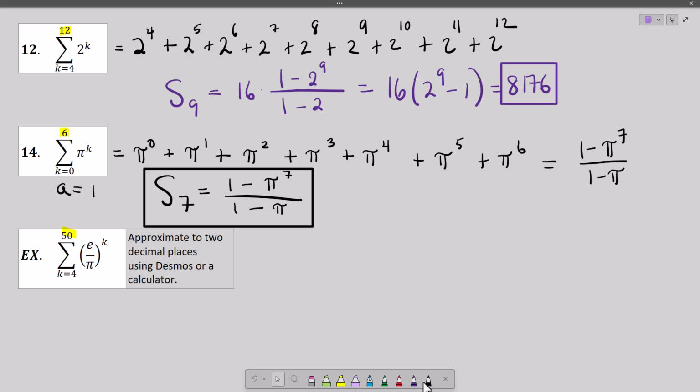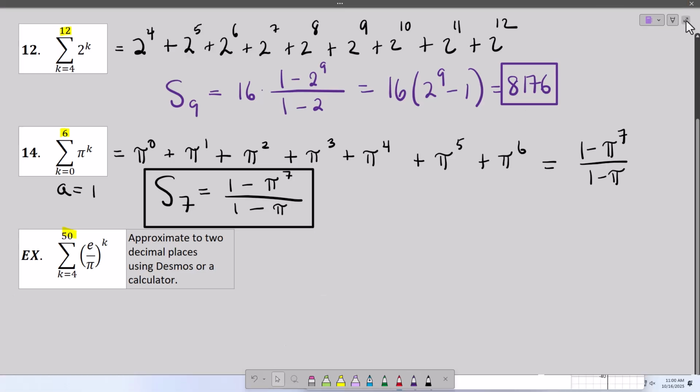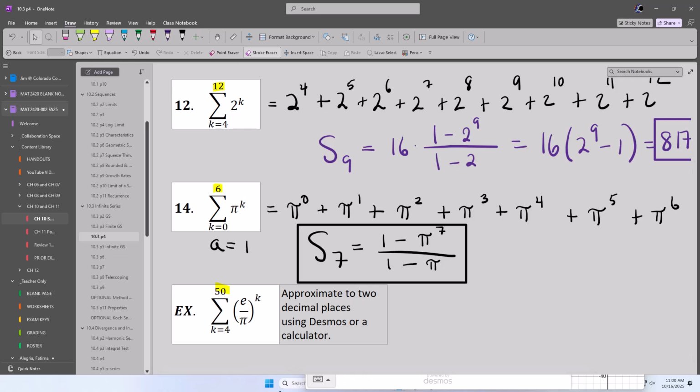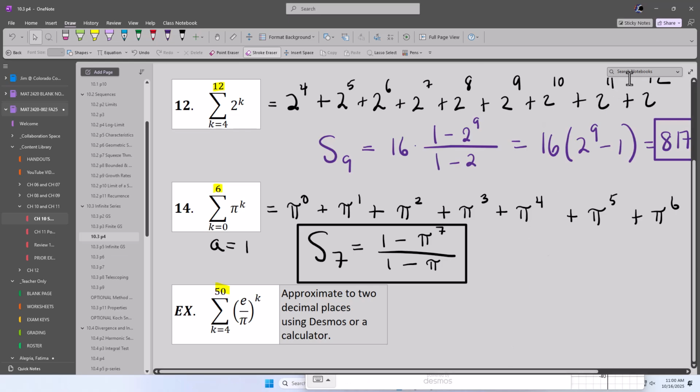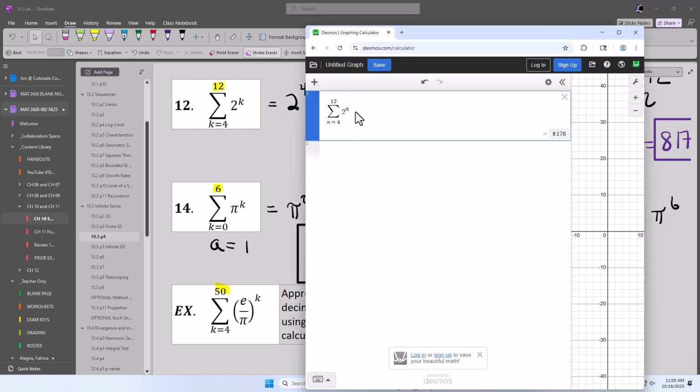And what if we were to approximate? How would that look like? So then we would have to type it into whatever our approximating tool is. It's like 14.1? No, well, 1,400. Okay, I'm going to type it in here just to see. So it's 1 minus pi, was it to the 7? Yeah. And then divided by 1 minus pi. So that would be our approximation.